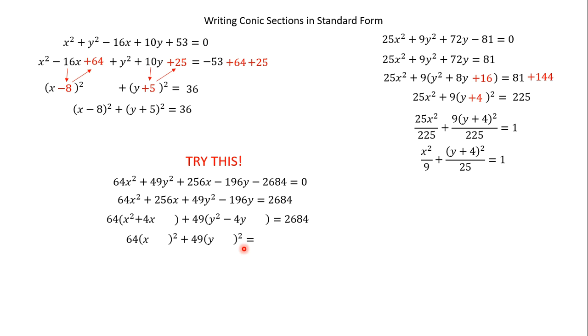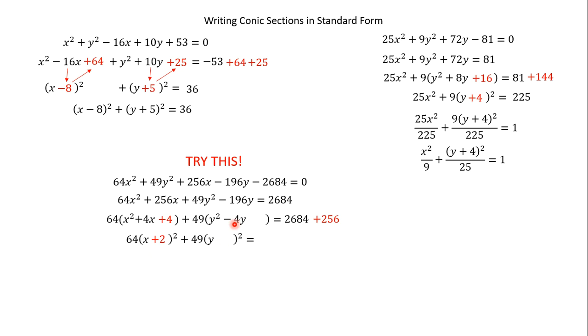Now we're ready to complete the square. So 64 and 49 move down. The x squared plus 4x becomes x plus or minus something squared. The y squared minus 4y becomes y plus or minus something squared. So we have plus 4x, or plus 4, so we divide by 2 to get plus 2, and then square it to get plus 4. Then what do we add to the other side of the equal sign? 4 times 64, which is that 256 again.